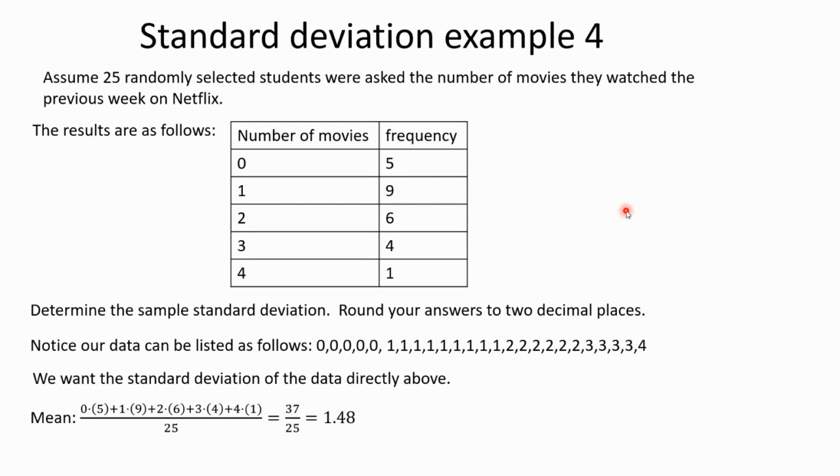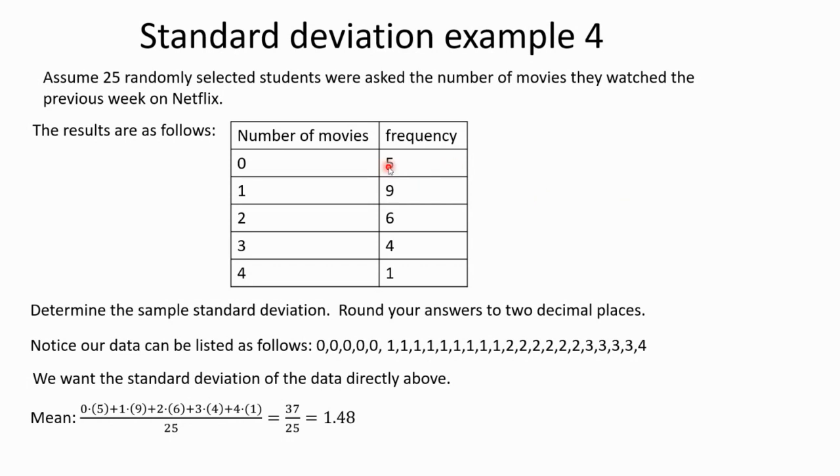So 25 randomly selected students were asked the number of movies they watched the previous week on Netflix. If you don't know what Netflix is, just think of it as they just watched movies last week. That's all. And these are the results, how many movies they watched last week. So what we're going to get is the standard deviation. Notice it is sample data. For one thing, I'm telling you to find the sample standard deviation.